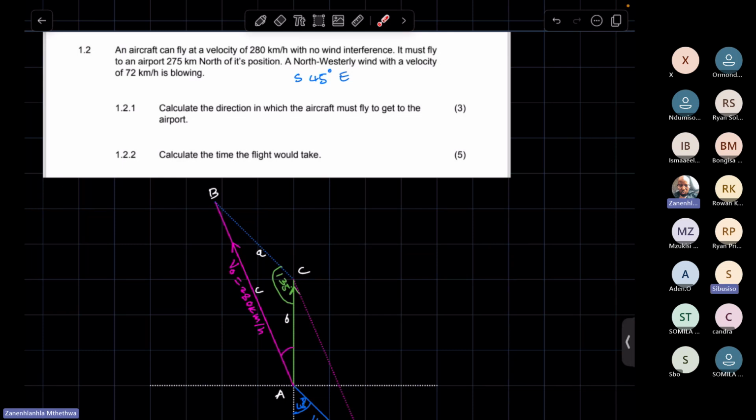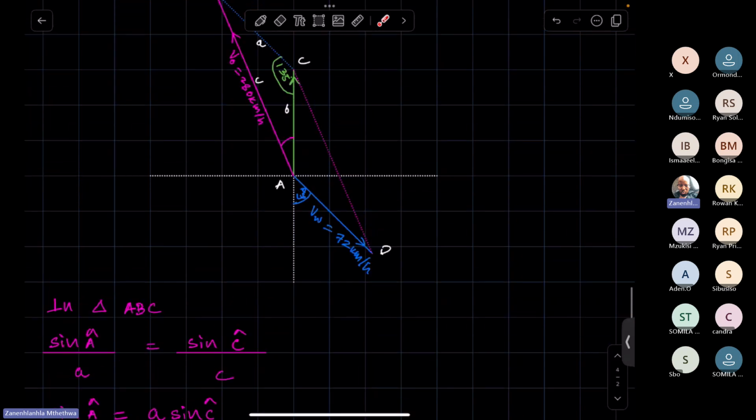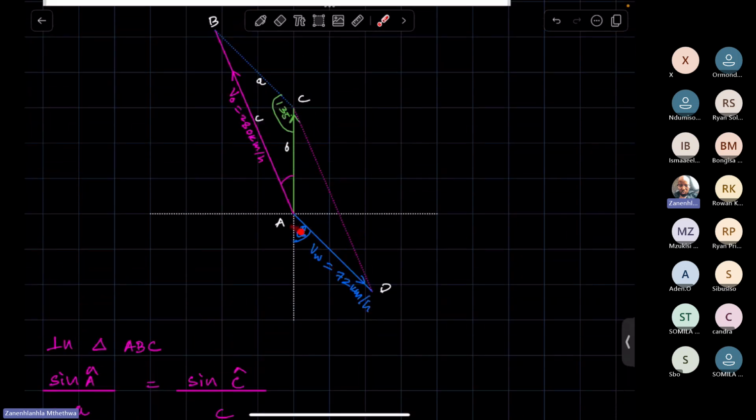Maybe how do we know that the wind is going to blow us back? Because of the wind direction. Remember, the wind is going in this direction, right? The wind is going in that direction. So if this is the tip of the plane, this wind vector would blow the plane in that direction.